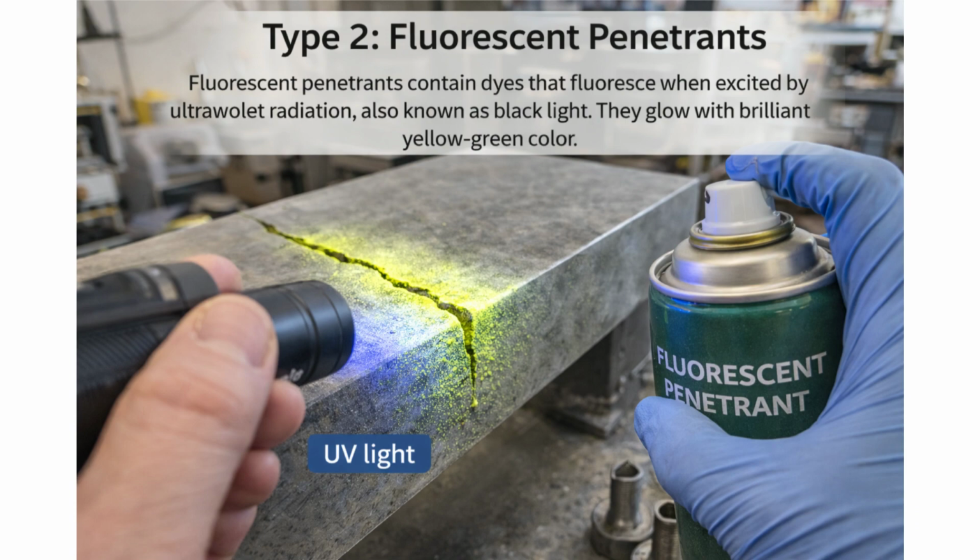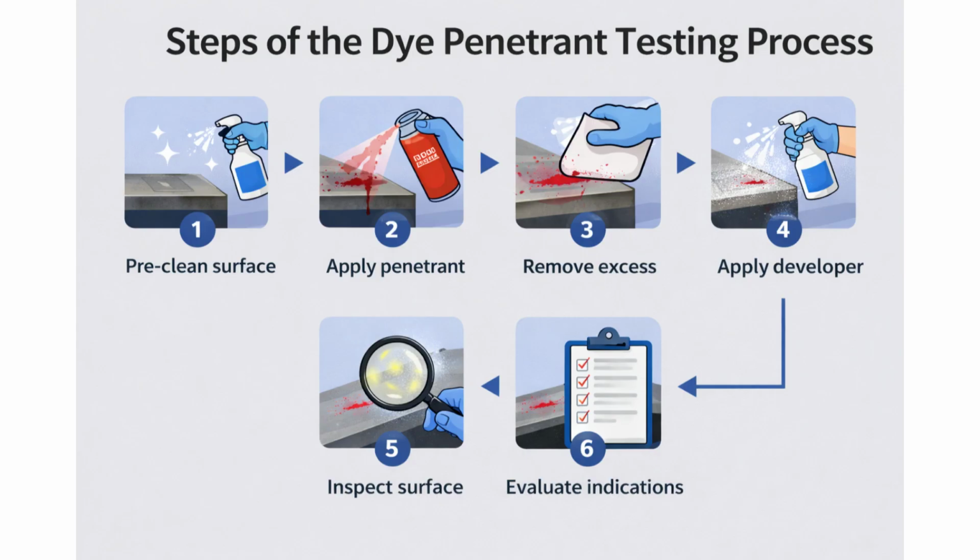There's also a third option called dual-purpose penetrants that work under both normal and UV light, giving inspectors flexibility depending on the testing environment. Now let's get into the heart of the matter.